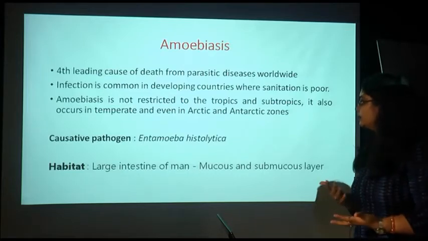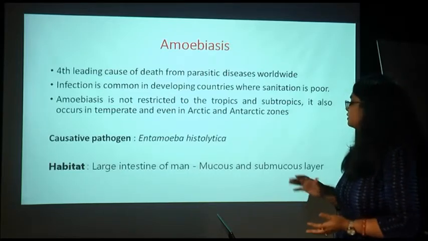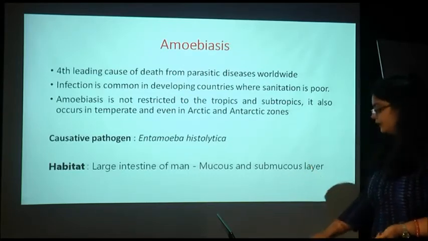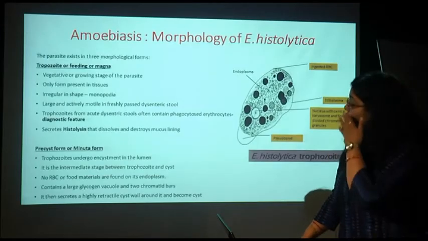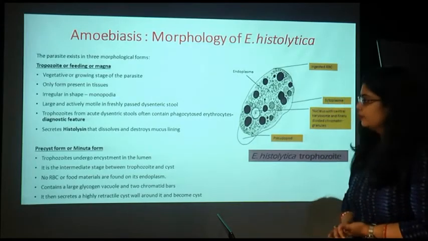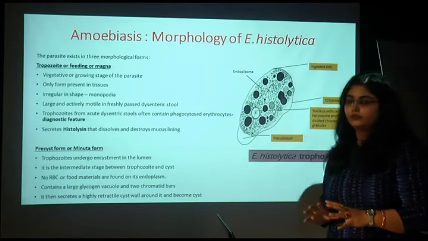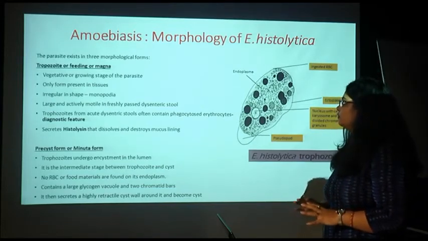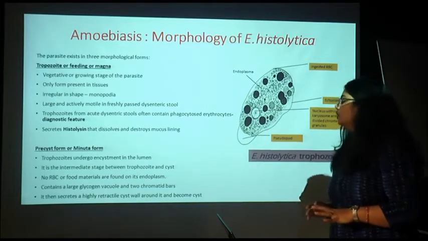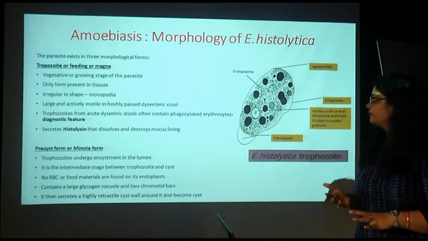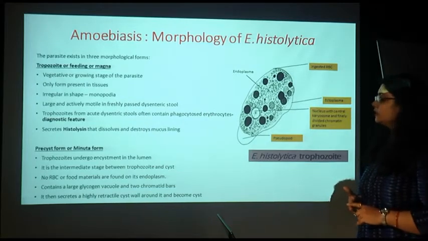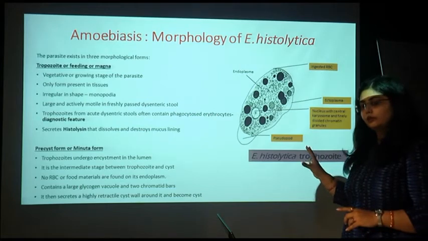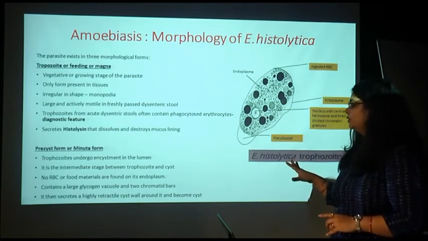Where does it reside? It resides in the large intestine of man, specifically in the mucous and submucous layers. Now, the pathogen Entamoeba histolytica has 3 morphological forms. The first one is the trophozoite, or feeding or magna form. This is the vegetative or growing state of the parasite, and it is present only in the mucosal and submucosal regions.